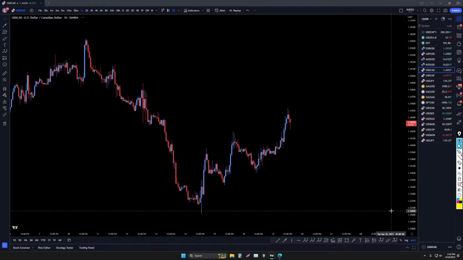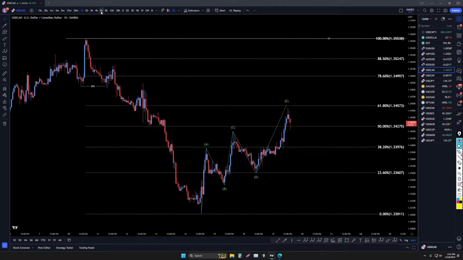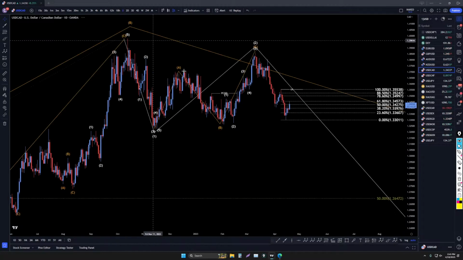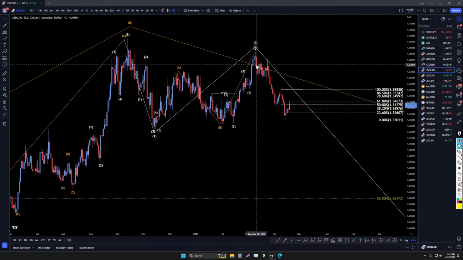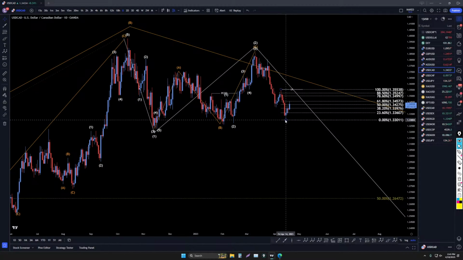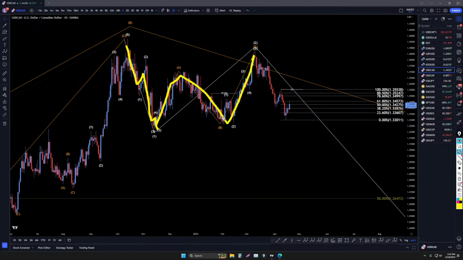So let's check out the US dollar Canadian. US dollar Canadian is a very interesting one to me because I've already traded the US dollar Canadian short a few times over the past few weeks and made very good profit on it, because it looks to me like we have an impulsive downtrend, wave 1. We have an A, B, C up, wave 2. I think we're in a wave 3 right now.